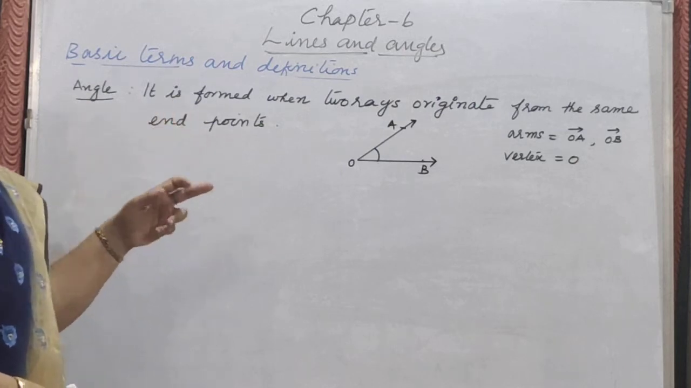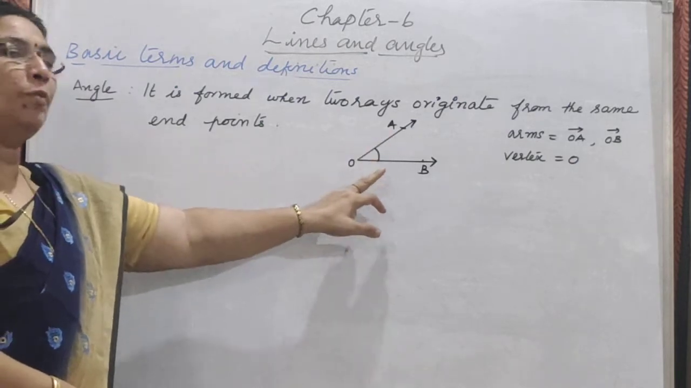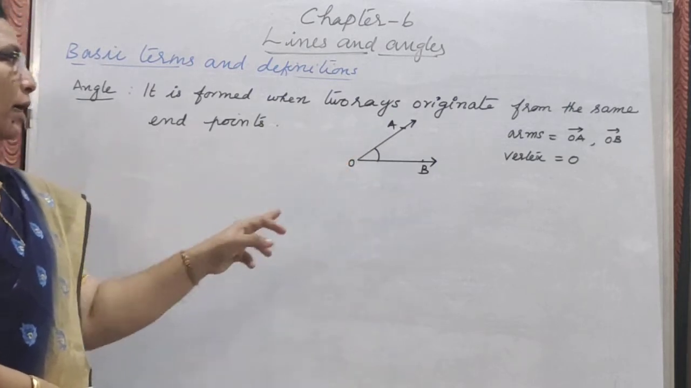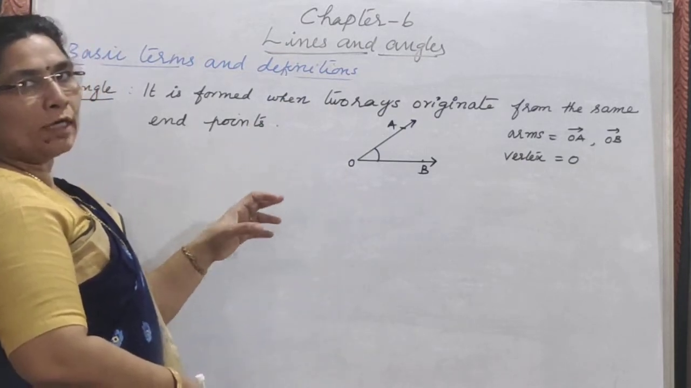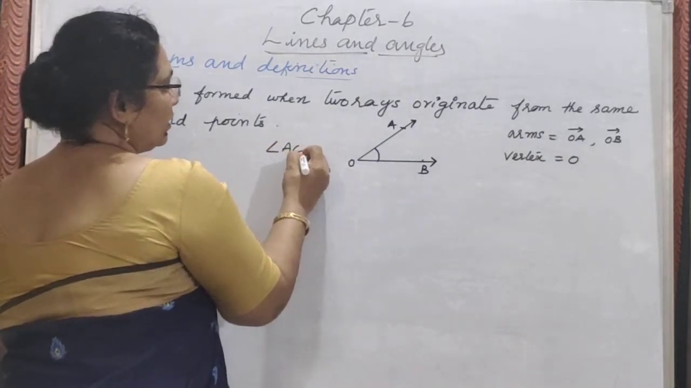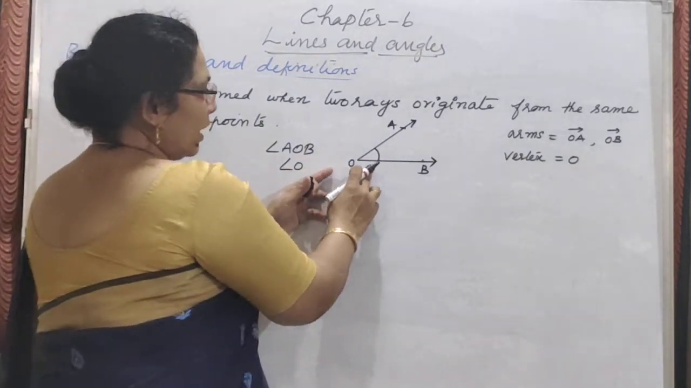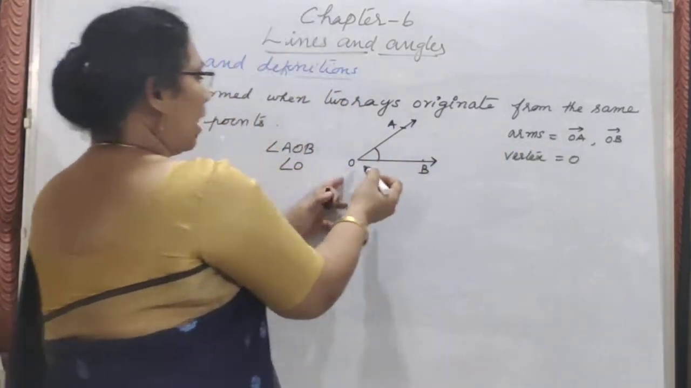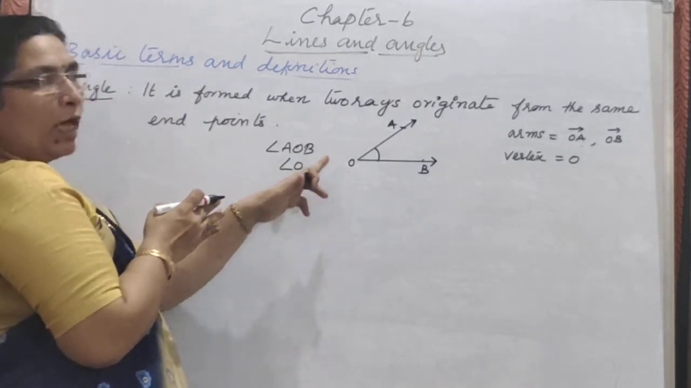An angle is formed when two rays originate from the same endpoint. See that one: OA and OB are the two rays originating at O, and they are forming angle AOB. The middle letter, the vertex O, is normally used to denote the angle. We can say angle AOB, or just angle O, because the middle letter shows the angle. Now what are the arms here? OA and OB are the arms of the angle. Ray OA and ray OB are called the arms, which originate together, meeting at the point O and making the angle there.